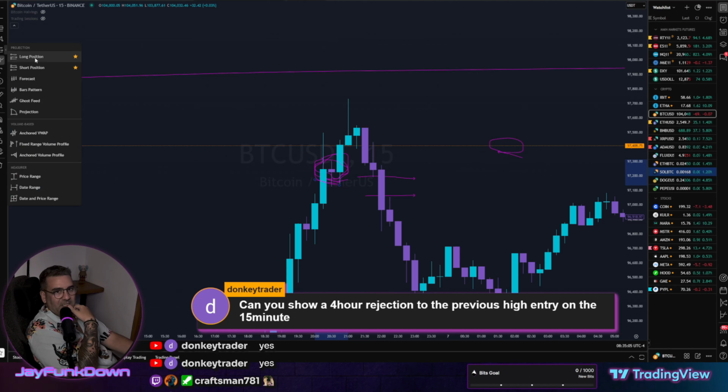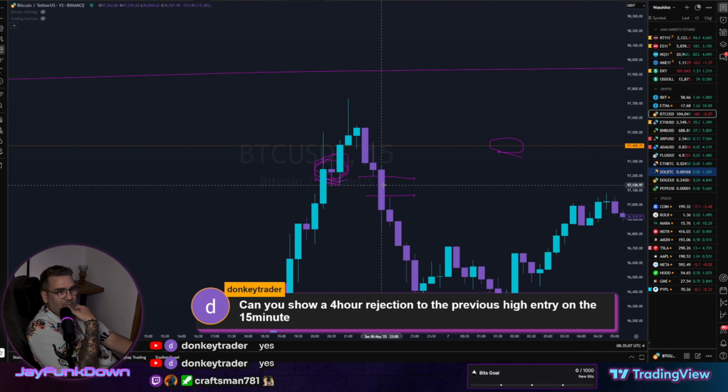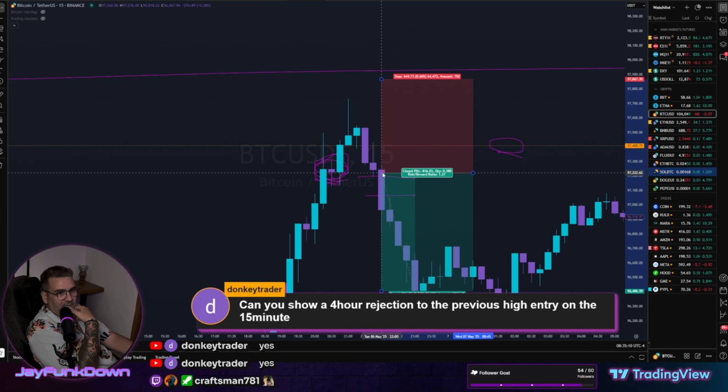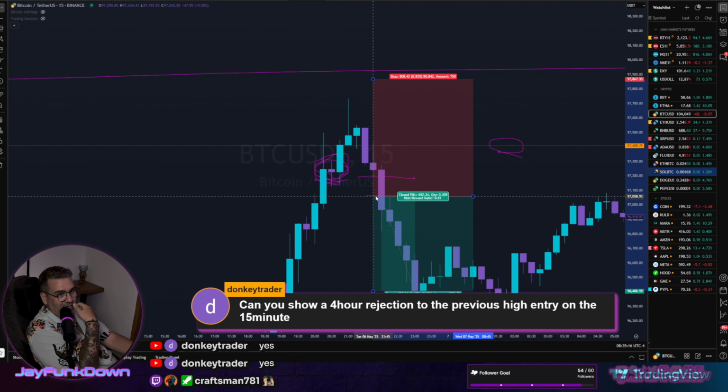Very nice and simple, man. Nice and easy. So this is a short position. You can put your entries in a couple different spots. You can put it at the start of the swing. You can put it at the start of this.